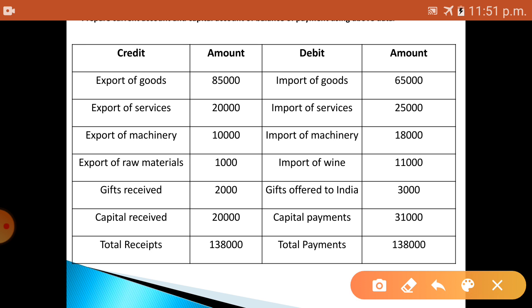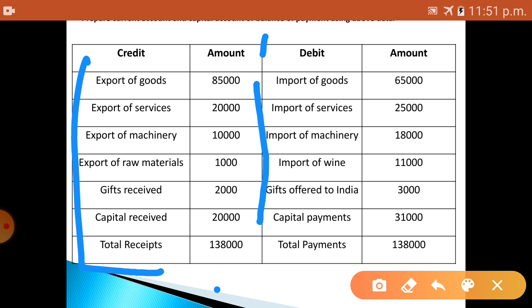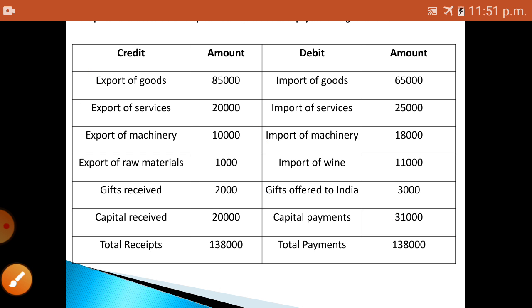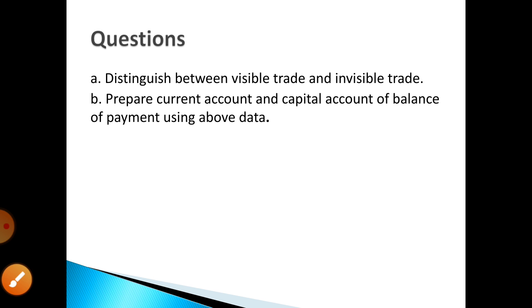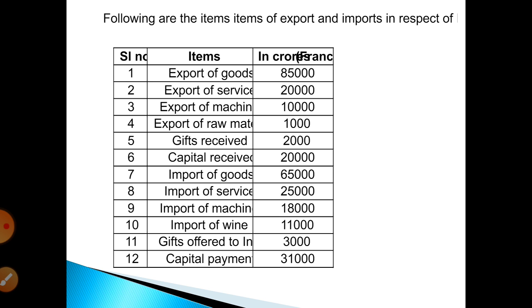Lastly, we should write in the credit column total receipts. We should add all the amounts, and it will become 13,800. In the debit column also we should add all of these and write total payments, meaning both amounts should tally. So this is the case study. Okay, understood? This is the case study.